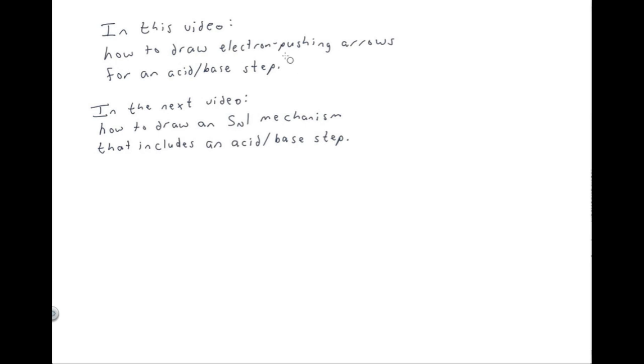And in fact, the material in this video is crucial to your Ochem success because most mechanisms in organic chemistry involve acid-base steps. You can't succeed in organic chemistry unless you've mastered the material in this video about how to draw the electron pushing arrows for an acid-base step.